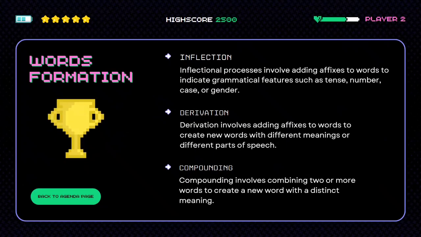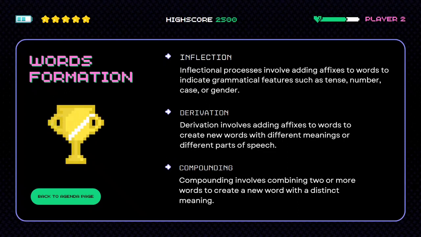Inflectional processes involve adding affixes to words to indicate grammatical features such as tense, number, case, or gender. Inflectional morphemes do not change the core meaning or the part of speech of the word. For example, adding s to the noun cat creates the plural form cats.